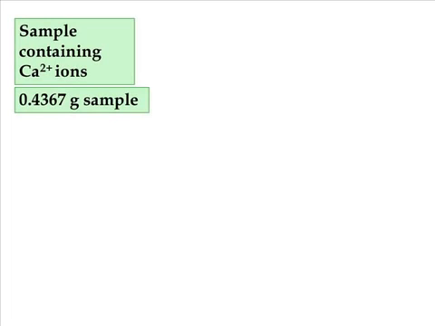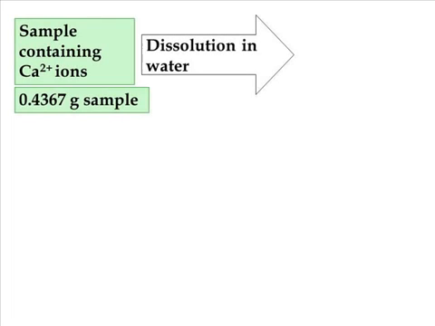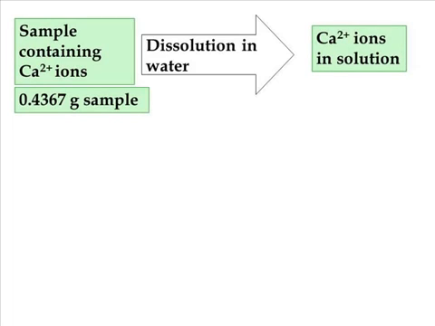Let's use an example. We've got an unknown sample that contains a lot of things, but what we're interested in is the calcium ions. The entire sample has a mass of 0.4367 grams. We would dissolve the sample in water to release the calcium ion. So we now have the calcium ion in solution.